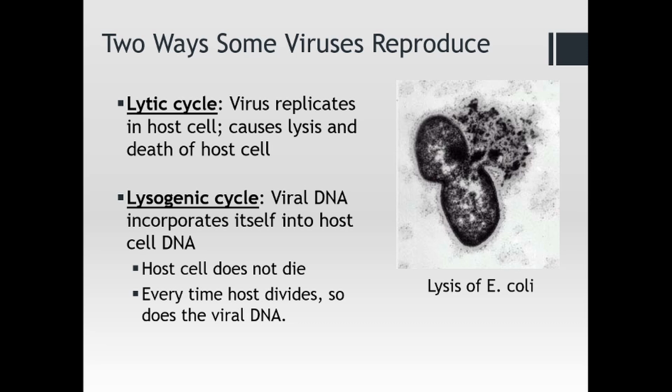So it doesn't kill the host cell, but it's making more of its instructions. Every time the host cell divides, the viral DNA divides with it. And then the cells will leave the lysogenic cycle, enter the lytic cycle, and start rapidly making more of those viruses, and then the cells burst, release the viruses, and go infect other cells. So it's not just one or the other. Sometimes it can begin with lysogenic and go into the lytic cycle.